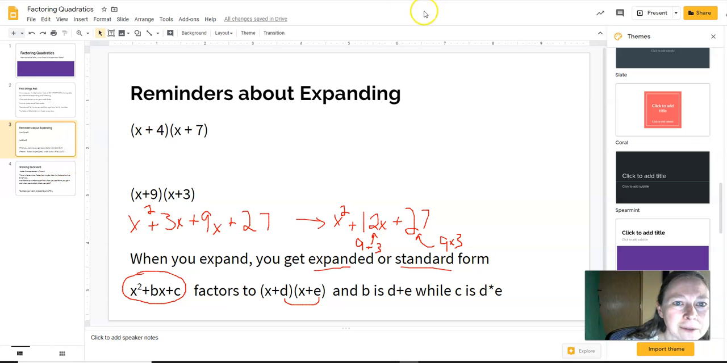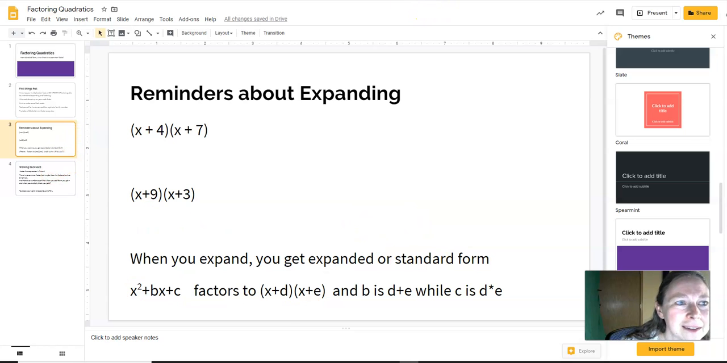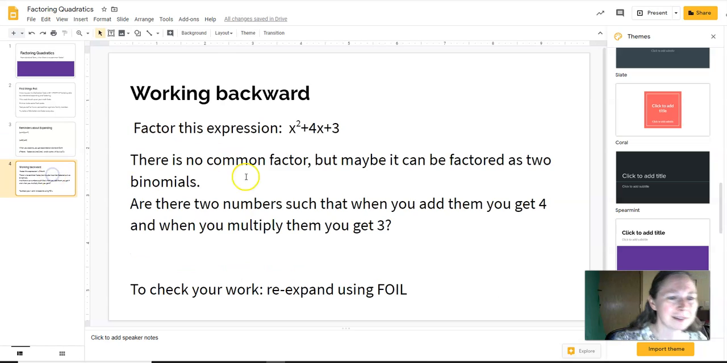So let me go ahead and get rid of the whiteboard tools now. And working backwards, let's say we want to factor this expression, x squared plus 4x plus 3. There's no common factor. None of these terms have anything in common between all of them. x is in these two terms, but not in that term. 3 is only a factor of this term. 2 and 4 are only factors of this term, so nothing common.